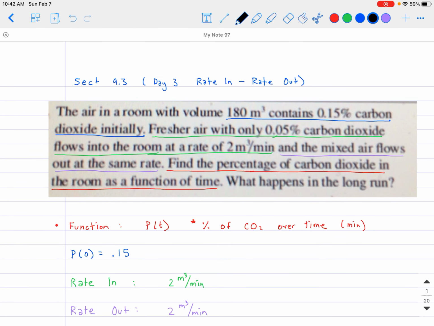Hello and welcome everybody. Today in calculus, we're looking at kind of like a day three for separable variables, where you're looking at applications of word problems that deal with these types of differential equations. The specific type that we're looking at right now is something I'd call rate in minus rate out. There's really no particular name for it, but that's just the general idea behind it.